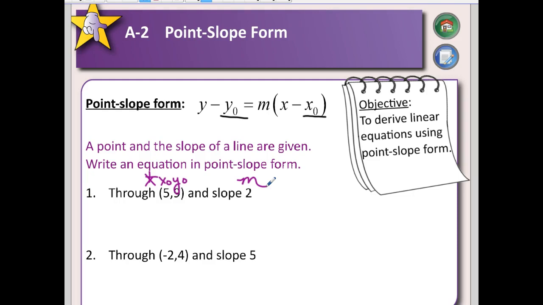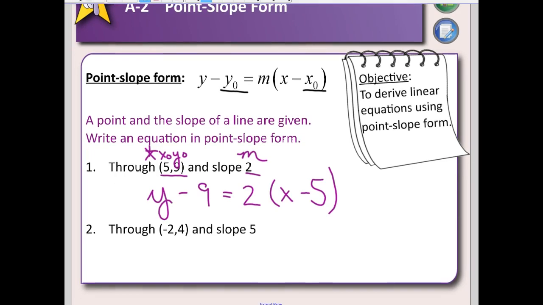So if I look up here and I'm going to use the point 5,9 and the slope of 2, we've got y minus y prime. Well, who's in the y position? 9. Equals m. Well, our slope is 2. And then we've got x minus x prime. Well, 5 was in the x position of our ordered pair. And that's all we do. We just take the x and y of our ordered pair along with the slope and we plug them into the appropriate place in point-slope form.